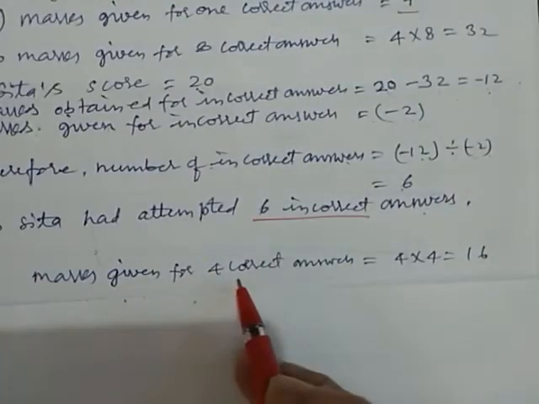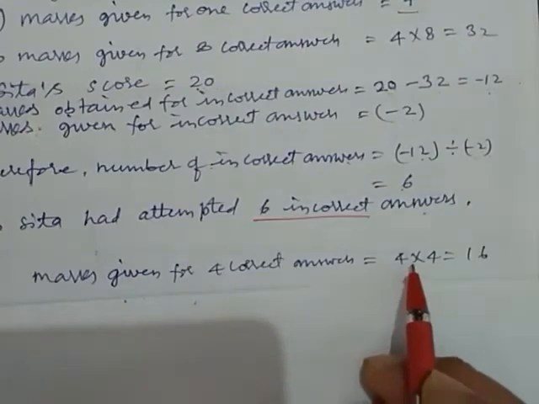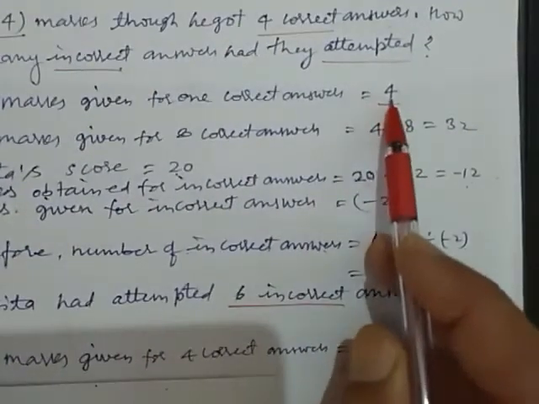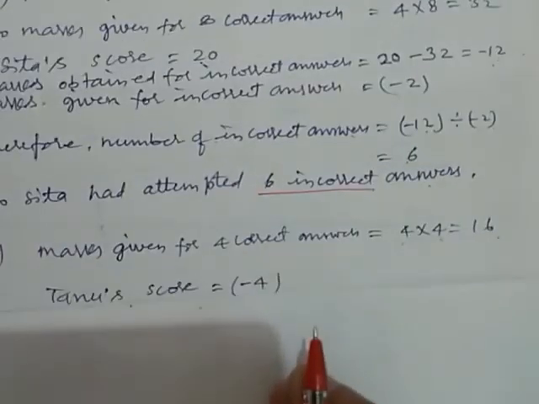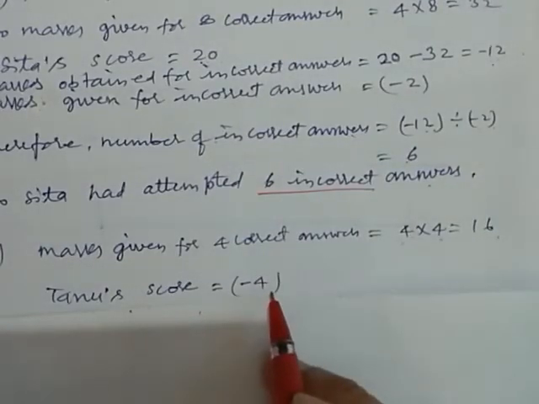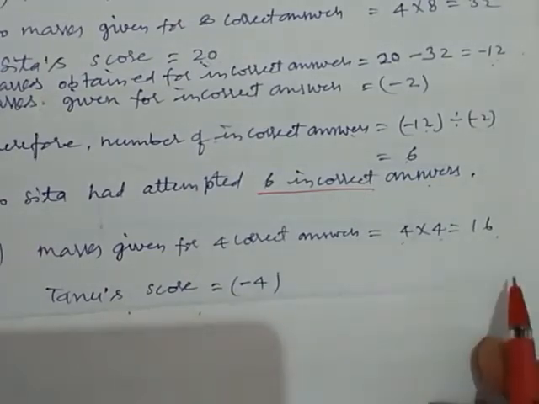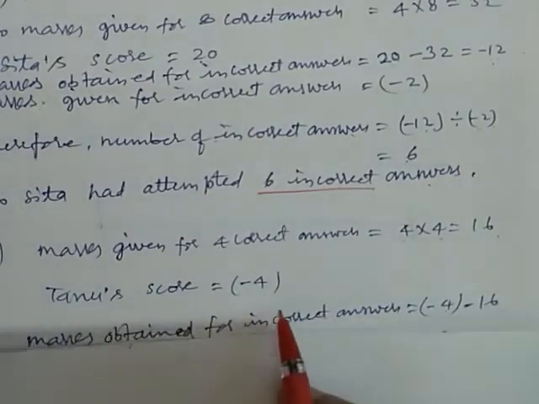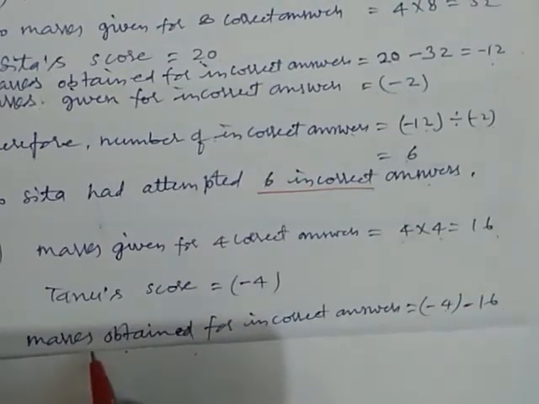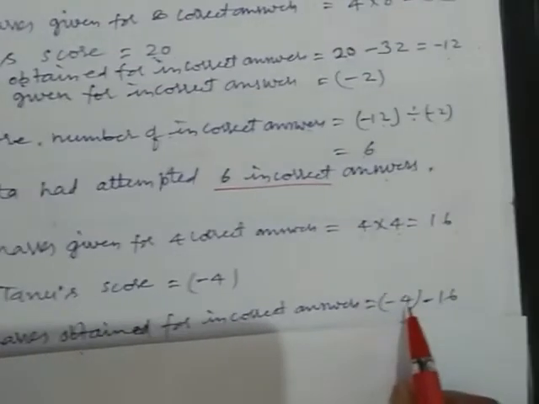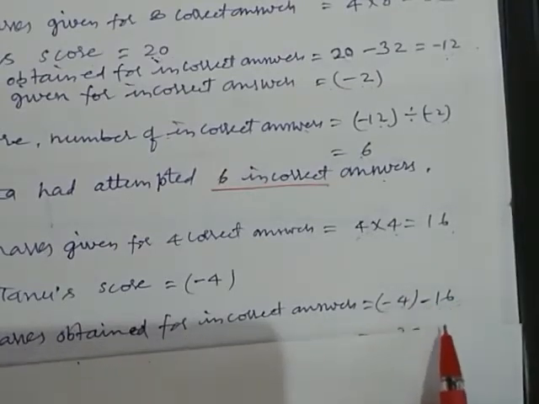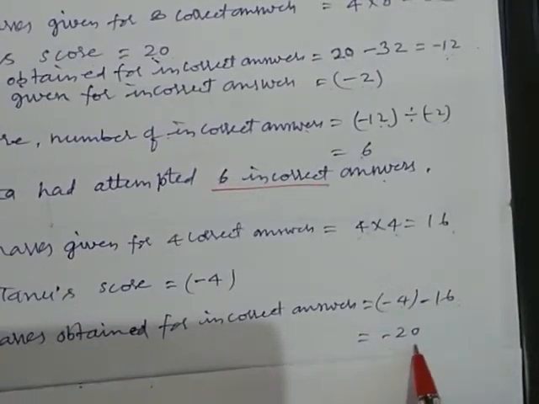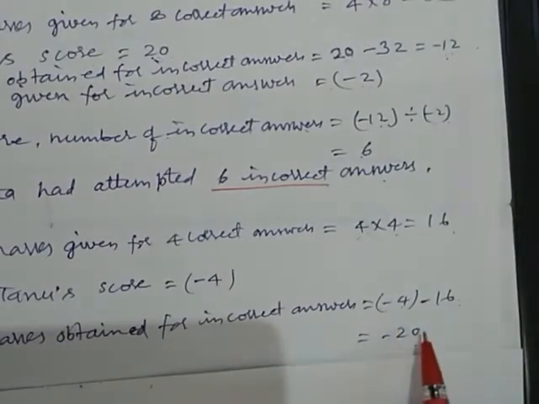Marks given for 4 correct answers: 1 correct answer has 4 marks and he attempted 4. So 4 into 4 equals 16. Tanu's score is minus 4. So this is the total score, and we subtract this. Marks for incorrect answers: minus 4, and we subtract 16. Both are negative, so they are added. So this becomes minus 20. This is the score of incorrect answers.